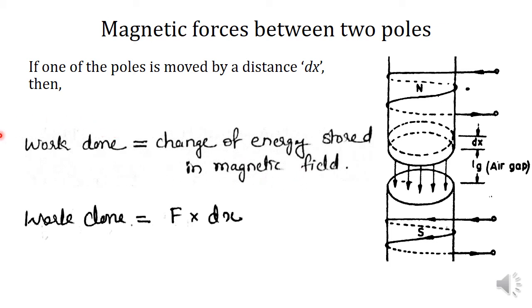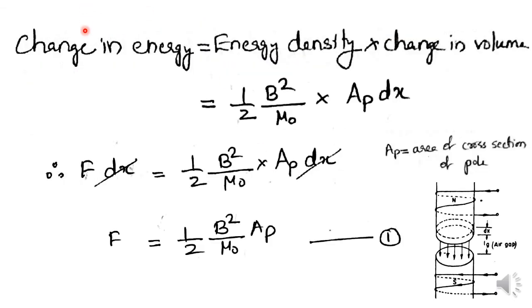First, we will obtain the expression for work done. Work done is equal to force into displacement. Force means magnetic force. Then the right hand side of the equation is the change of energy stored in the magnetic field. That is, the change in energy is equal to energy density into change in volume. That is equal to half B square by mu 0, that is the energy density, into the change in volume, that is AP into dx.